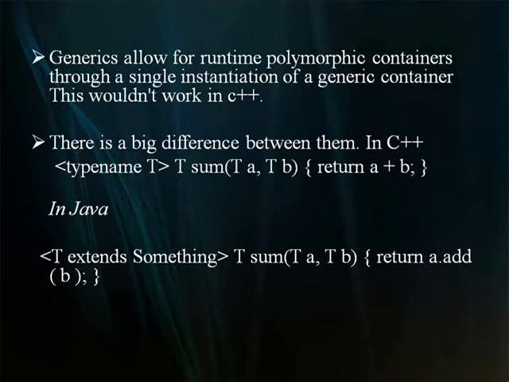You can't tell which class the container was instantiated with. This wouldn't work in C++ because of a fundamentally different object model where objects are not always references. There is a big difference between them.